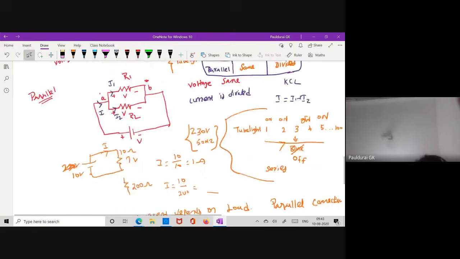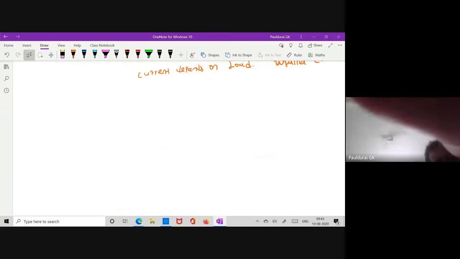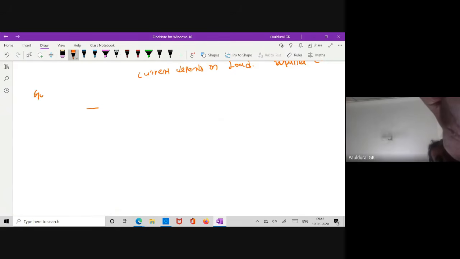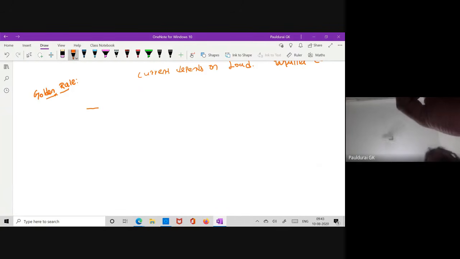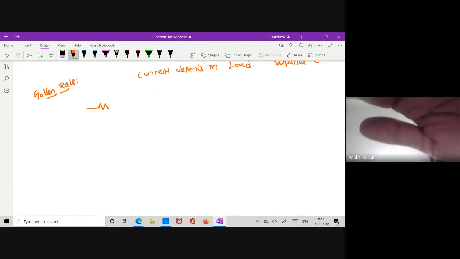Okay, now to conclude series and parallel connection, here is the golden rule. It's very important. Suppose you see a complex circuit, like the problem we sent, in which there will be 10 to 15 resistors. We want to find the equivalent resistance. How to find it? At that time, this golden rule will help you. This is the point Vignesh mentioned. He actually caught the point correctly, so I am happy.